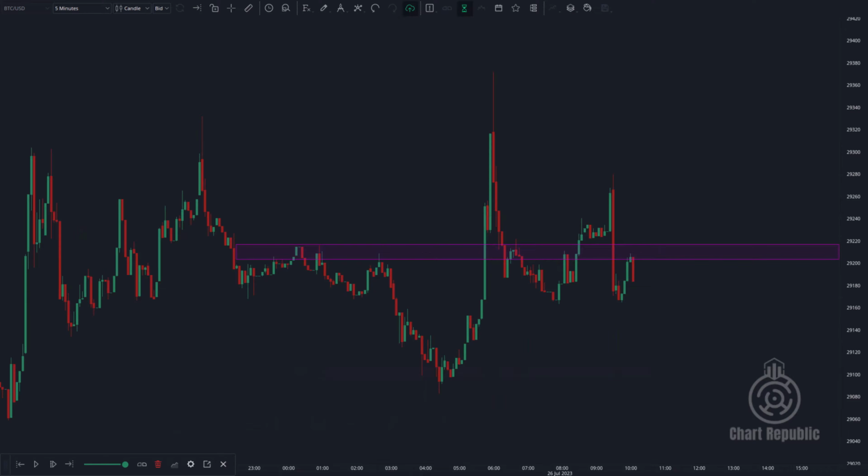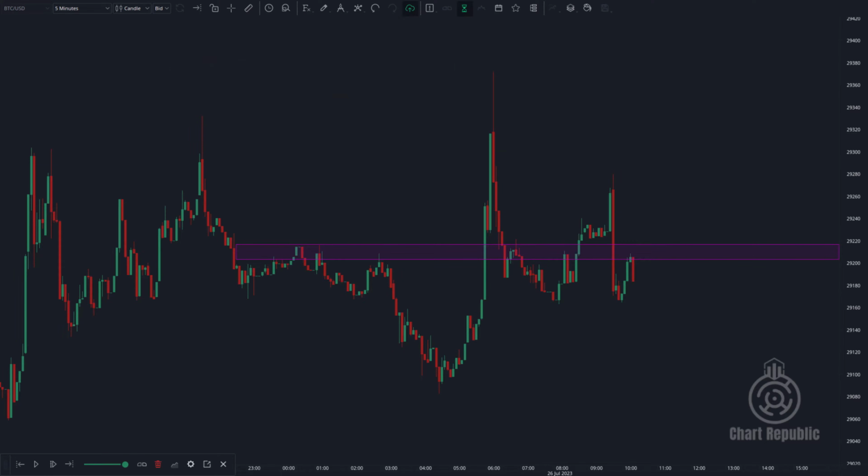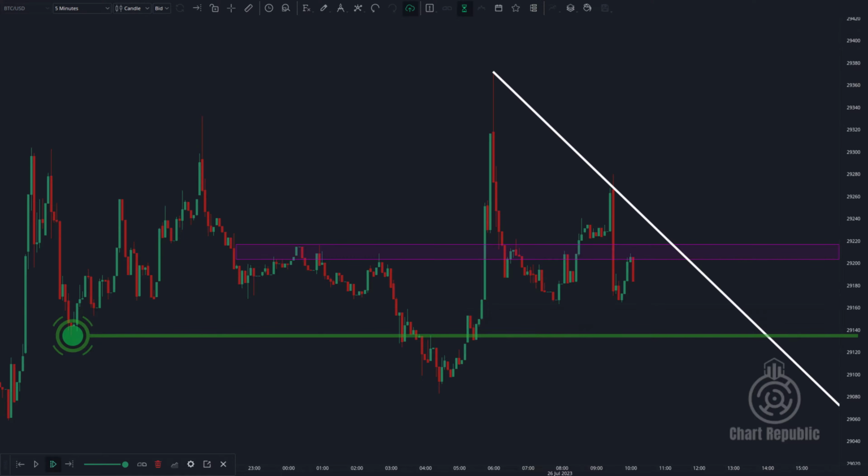Another essential aspect to consider when employing this strategy is that when there's a pronounced shift in market sentiment, it often leads to a prolonged trading range. Consequently, it's advisable not to set unrealistic targets for your trades. Opting for noticeable support or resistance levels from the past, or even liquidity zones as potential take-profit levels, might be a more realistic and viable choice.